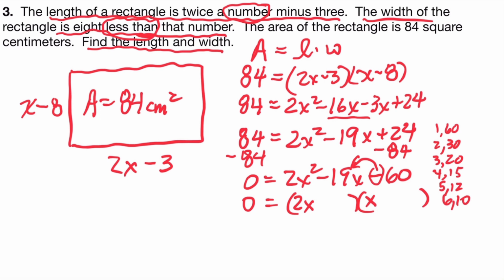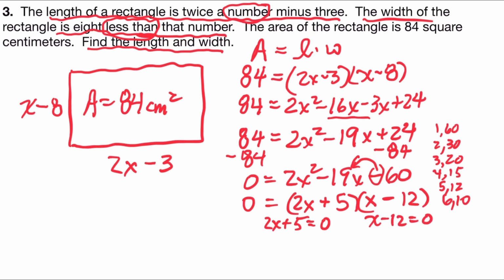Since I know that the middle term is 19, I'm going to choose 5 and 12. 2x times 12 will give me 24x, and 5 times x will give me 5x, and 24 minus 5 is 19. So I want the negative 24, positive 5, to give me the negative 19x in the middle. Now I'm going to set each factor equal to 0 and solve to find out what the number x is so I can substitute it back and find the length and the width.